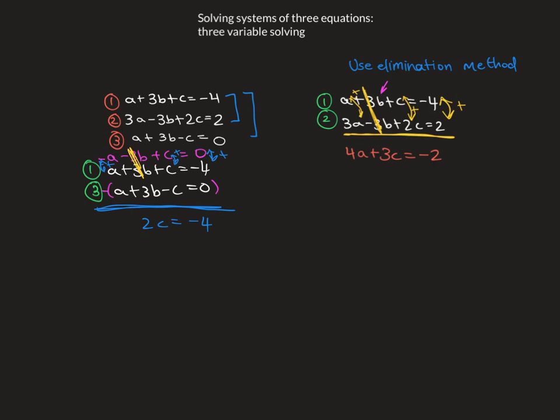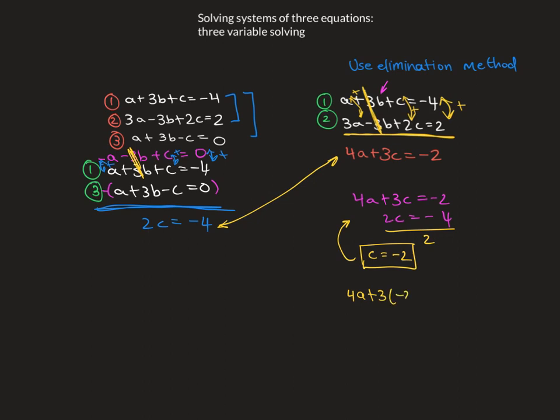And then we have two equations now, so we can put these together. Our new equations are 4a plus 3c equals minus 2, and then 2c equals minus 4. Now how do we solve this? We can go ahead and divide by 2, so c equals minus 2. Now we've solved for c. Sometimes you have to go through a normal set, but this one we can solve directly. Once you solve for c, we can plug it in over here. So now we have 4a plus 3 times minus 2 equals minus 2.